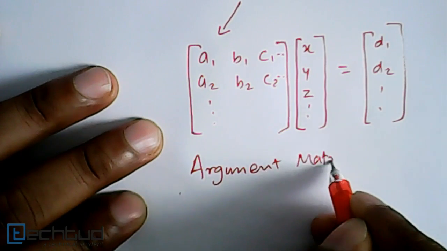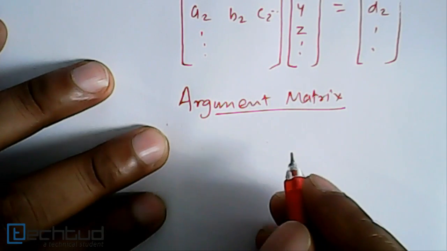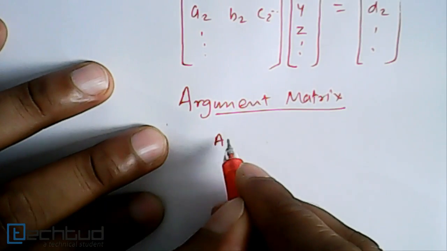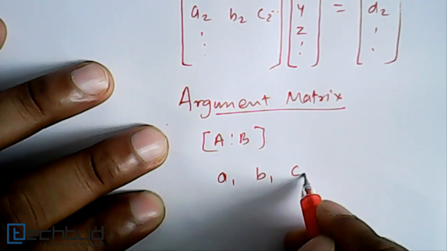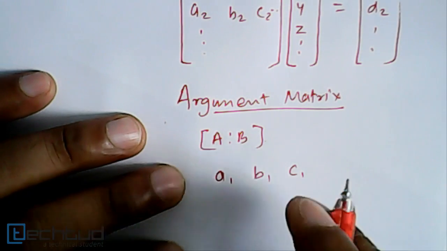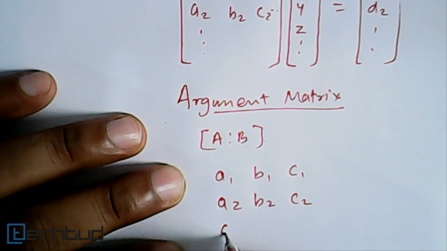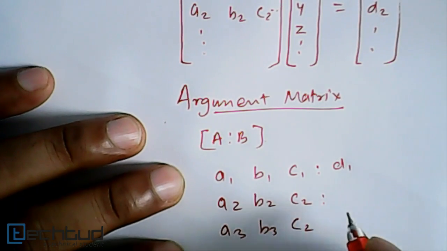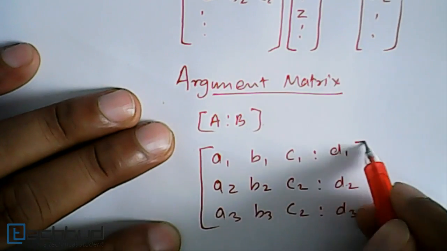A is called the coefficient matrix, and we also have the augmented matrix. What is the augmented matrix? The augmented matrix is the coefficient matrix together with the values from the right hand side, both A and B. We write A semicolon B like this, which is equal to a1 b1 c1, if we consider 3 cross 3, then a2 b2 c2, a3 b3 c3, and we write d1, d2, d3 as a column. So this is the augmented matrix.